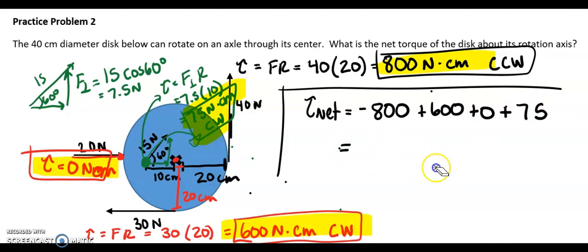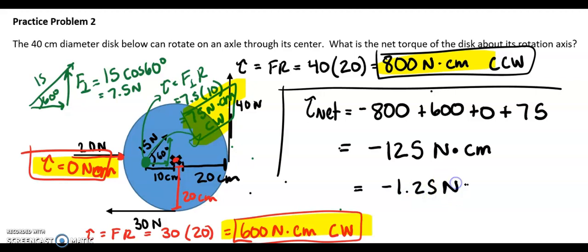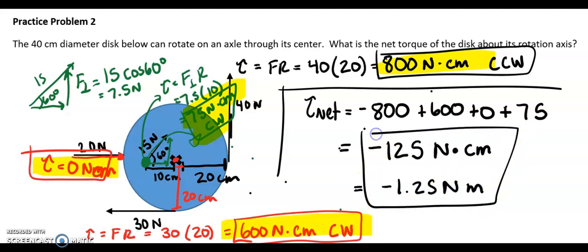Sorry, let me get a little space for myself. So 675 and negative 800. So that's going to be negative 125 Newton centimeters. Or if I wanted to put it in meters, negative 1.25 Newton meters. Cool. Thanks for solving with me.